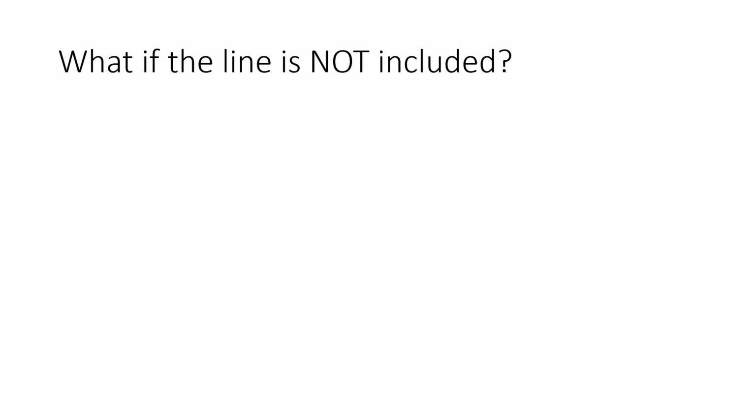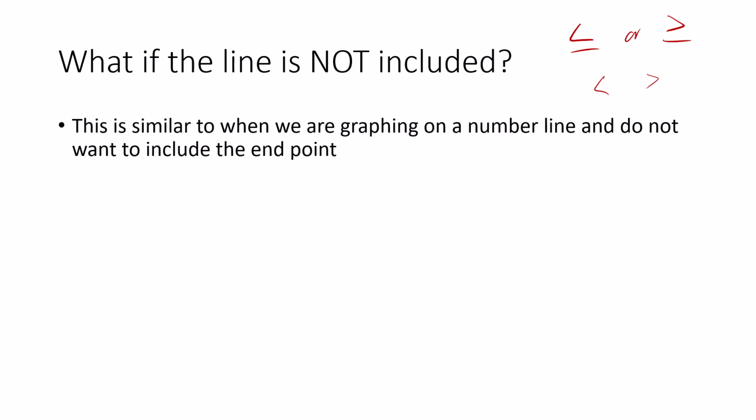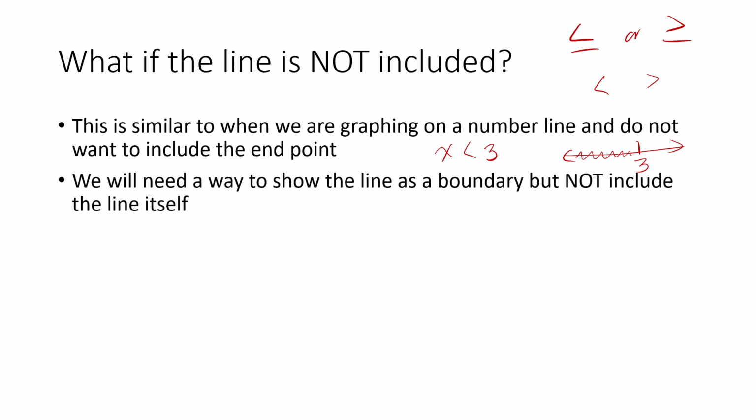Now, what if the line is not included? All the ones that we've been looking at have been less than or equal to, or greater than or equal to. What if you just have a less than or a greater than, and you don't want the line itself to be included? Well, this is similar to when we are graphing on a number line and we don't want to include the endpoint. If we had something like x is less than 3, we know all the numbers that are less than 3, but we want to mark the boundary of the 3 while the 3 itself is not included.